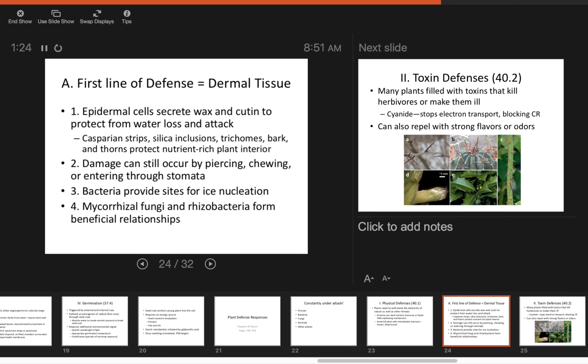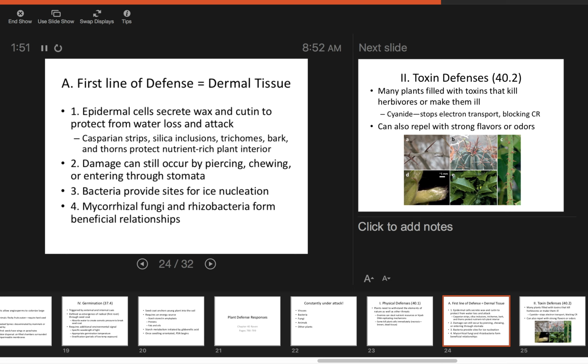But the first line of defense is the dermal tissue. Epidermal cells secrete that wax and that cutin. It helps reduce water loss, but also deters attack, because who likes to eat wax unless you like to eat crayons? But the damage can still occur by organisms that can pierce through this. They have this long needle-like mouthpiece, and they just pierce through that cuticle to get to the vascular tissue, the xylem and the phloem, or they chew it, or they enter through the stomata if they're small enough.